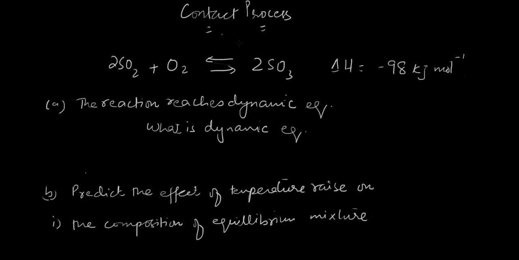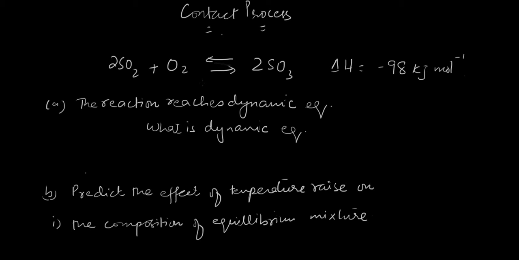Now let's have a look at past paper questions on the contact process. As you can see, the process of contact is mentioned; it is used for the manufacture of sulfuric acid. Sulfur dioxide is converted into sulfur trioxide. The reaction is called a dynamic equilibrium.